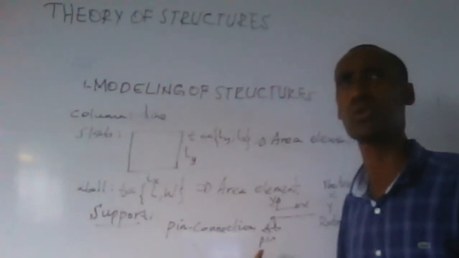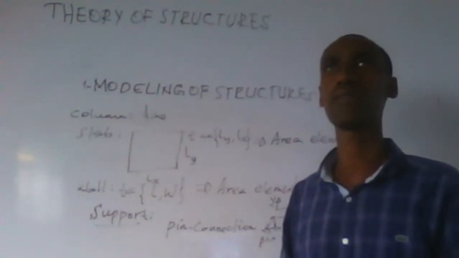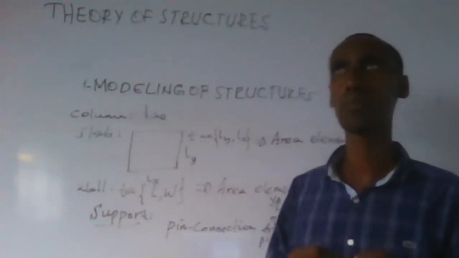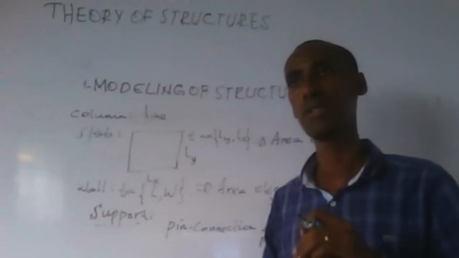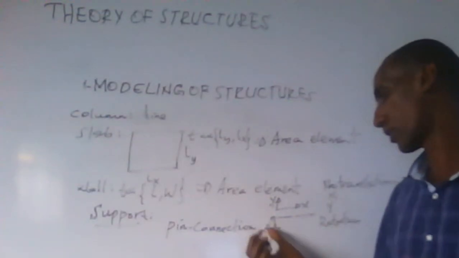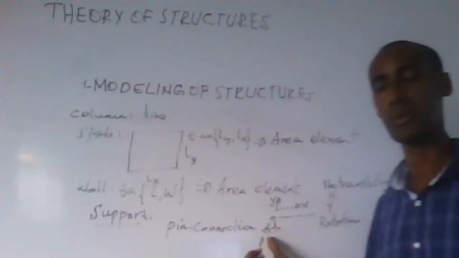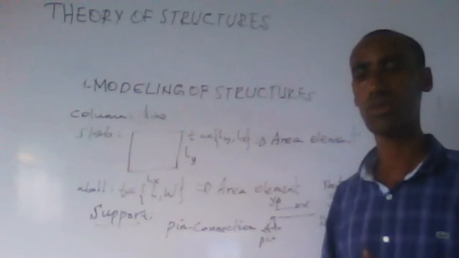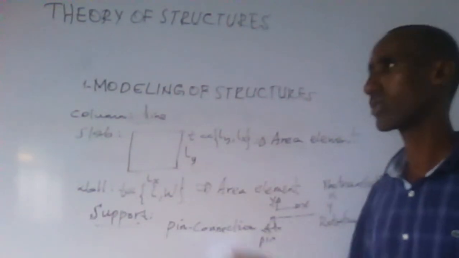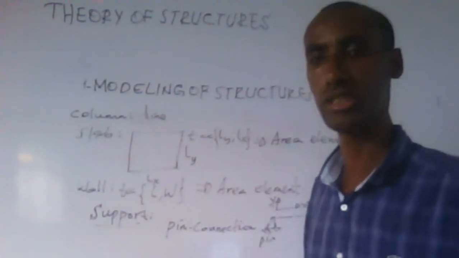This is the representation of pin support. Whenever it is feasible to represent the connection between, or the support nature of, a beam to another supporting element as a pin connection, we can use this pin connection. So this is one of the connection types that exists. Another connection type is the roller type of connection.